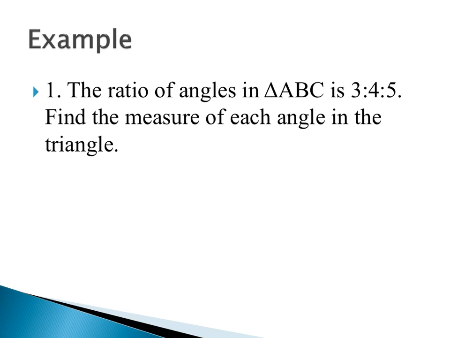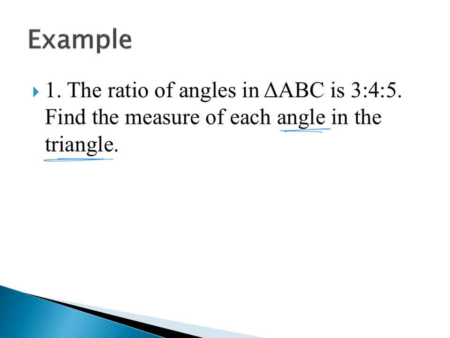So here's example number 1. The ratio of angles in triangle ABC is 3 to 4 to 5. Find the measure of each angle in the triangle. So first, you have to think about we're dealing with angles in a triangle. They add up to something. Oh yeah, they add up to 180.